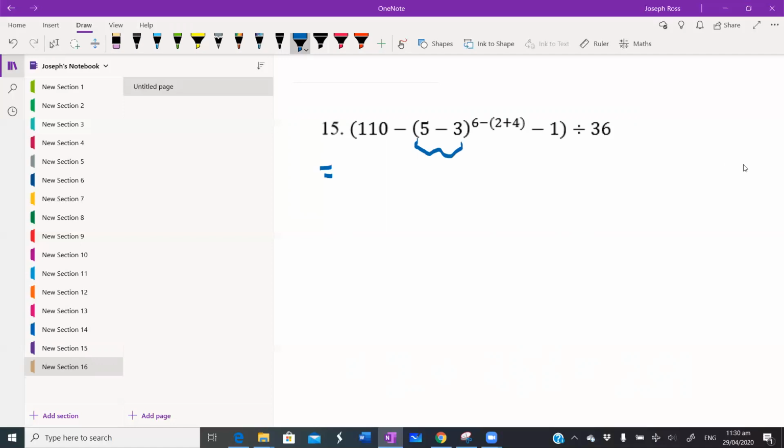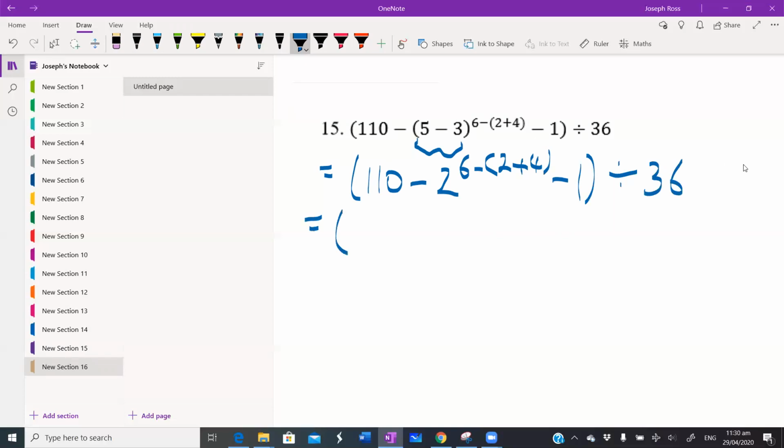So we've got 110 minus 2 to the power of 6 minus, and then we've got a bracket inside the exponent, which is what we will be working out next, minus 1 divided by 36. Now we're working out the 2 plus 4, which is 6. So we've got 110 minus 2 to the power of 6 minus 6 minus 1 divided by 36.